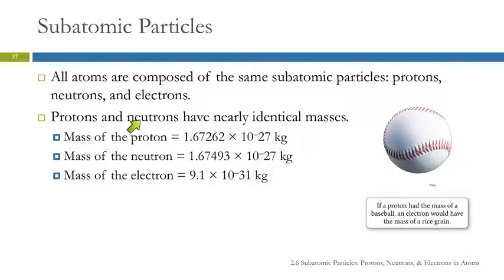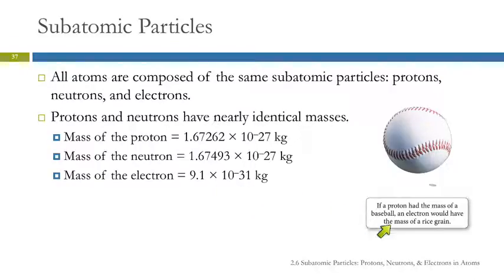So protons and neutrons have nearly identical masses. Here are their actual masses, and I messed up. Those are superscripts, not subscripts. The mass of the proton, 1.67262 times 10 to the minus 27 kilograms. Mass of the neutron, the first three digits are the same, times 10 to the minus 27 kilograms. They are not exactly the same in mass, but for most purposes, we can think of them as being the same mass. The electron, on the other hand, is much smaller, 9 times 10 to the minus 31 kilograms.